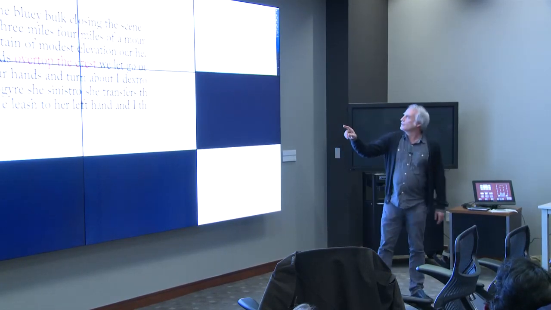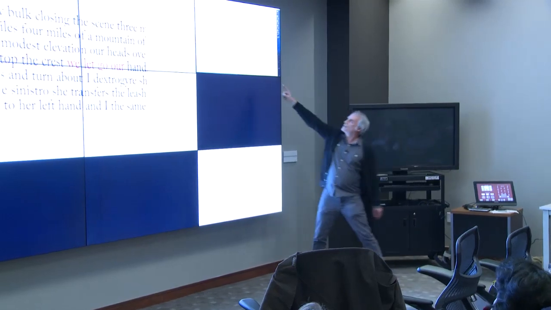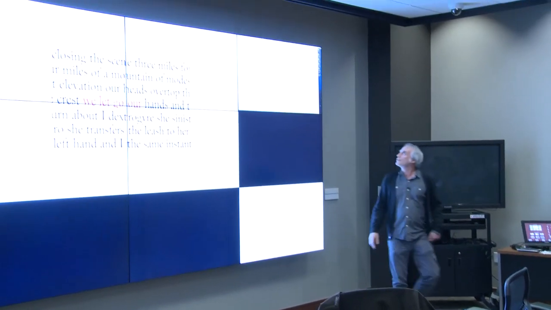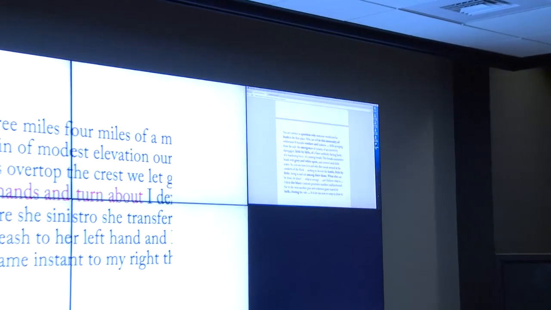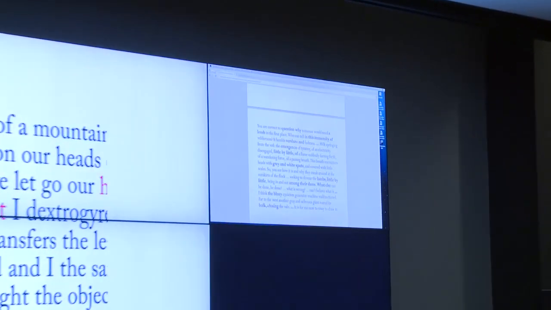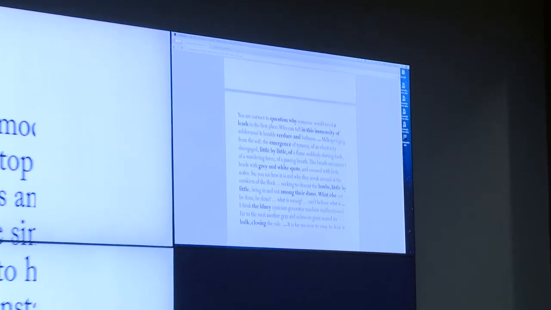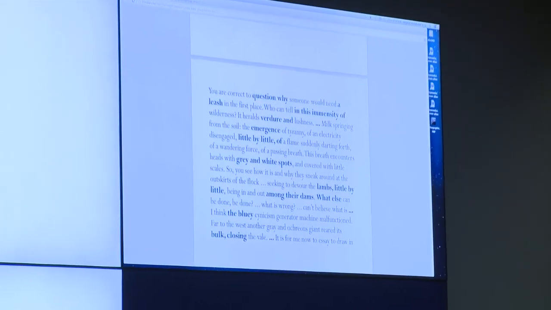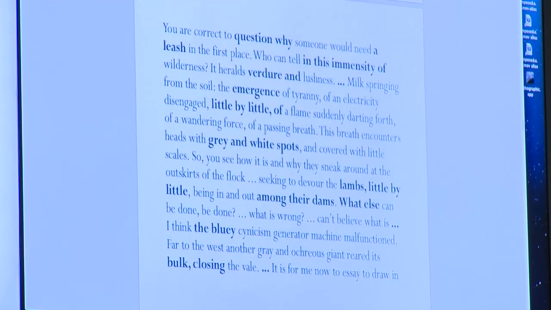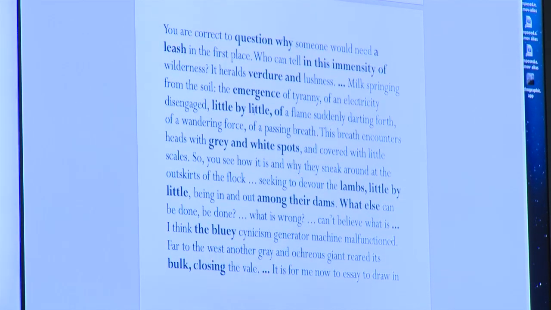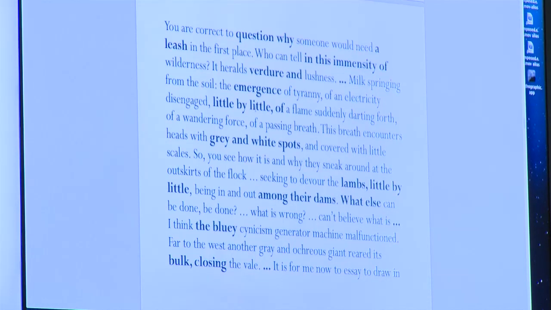Yeah, if you read this text here: "you are correct to question why someone would need a leash in the first place. Who can tell in its imaginative wildness? It heralds verdure and lushness, milk springing from the soil, the emergence of tyranny, of an electricity disengaged little by little, of a flame." I can make it sound very coherent and interesting, right?